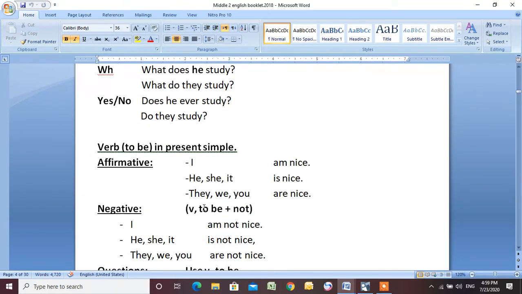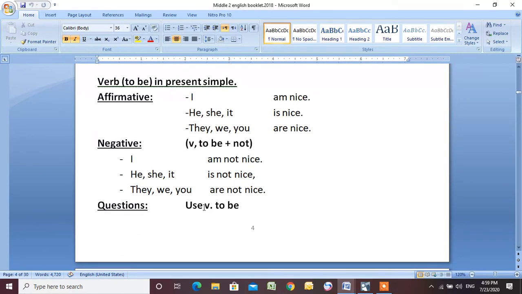Now what about verb to be in the present simple? In the affirmative form, I am nice. With he, she, it is nice. They, we, you are nice. The negative, you have to put verb to be plus not. So I am not nice. He, she, it is not nice. They, we, you are not nice.